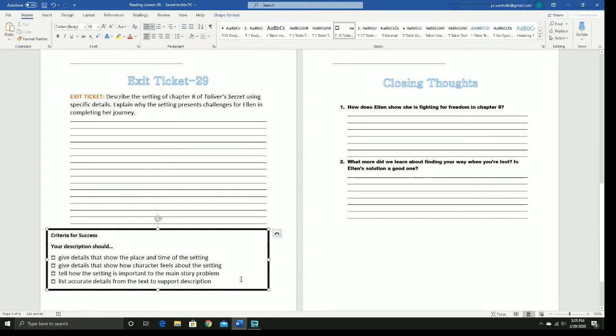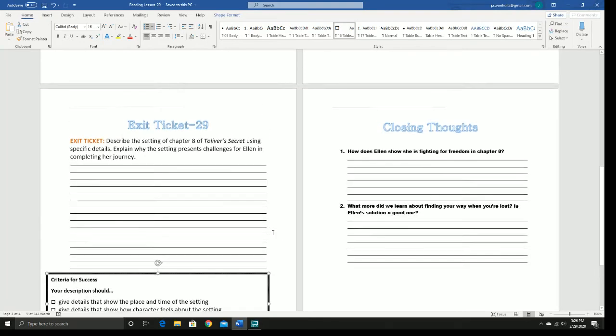And that's going to be the challenge in using details today. There's a lot of details that the author uses to describe the setting, and we're going to have to just pick the most important ones, the ones that we think most important that prove what we're trying to prove. So let's get to it.